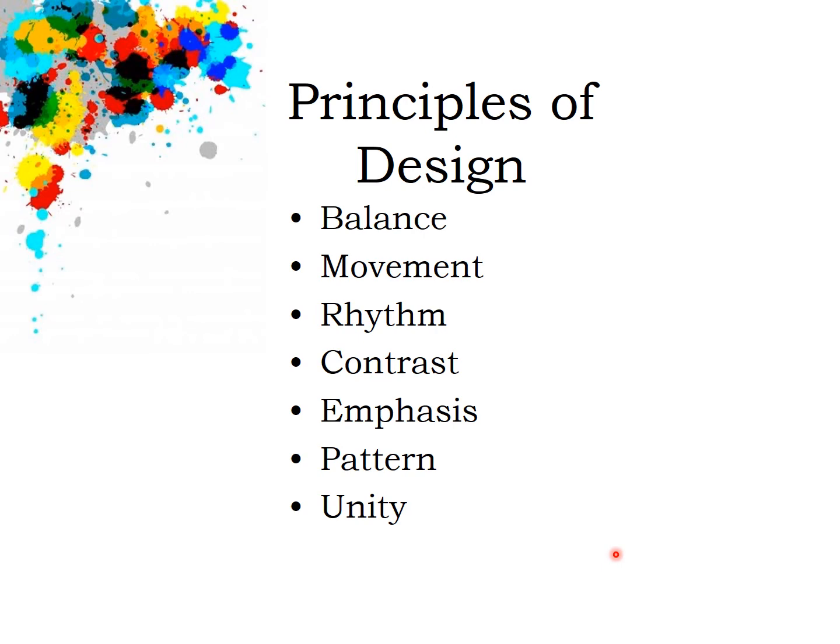Alright, next we're going to switch to our other sheet for the principles of design. We're going to do the exact same thing that we did with the elements of art, and we are going to write down each of the definitions, and then we are going to draw some kind of example so that you can show me that you understand each of these different definitions. There are also 7 principles of design. We have balance, movement, rhythm, contrast, emphasis, pattern, and unity.